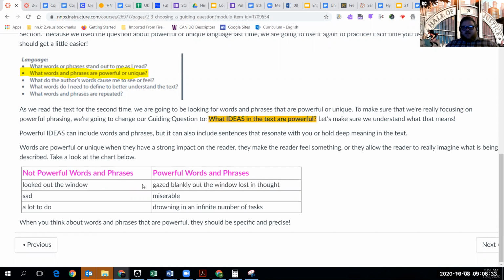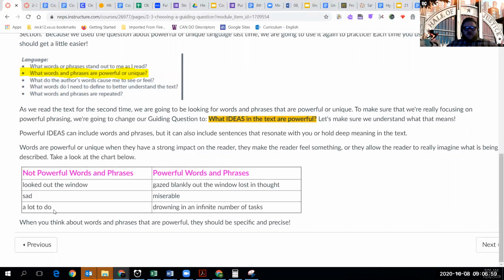Both convey the idea that the person's looking out the window, but the second one shows what the person is doing while they're looking, what they're thinking. Look at the second one. If we say someone is sad, okay, that's an emotion. But if we say someone is miserable, that might generate a question in our mind, like, whoa, they're miserable. What things have happened?